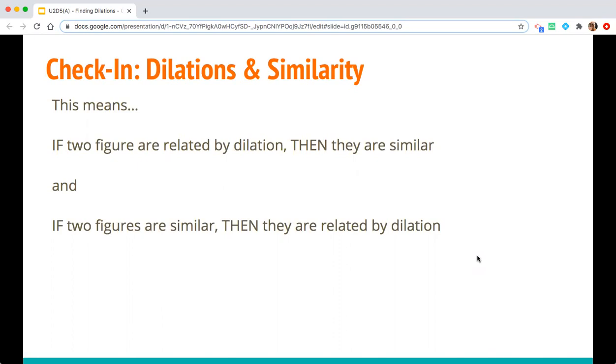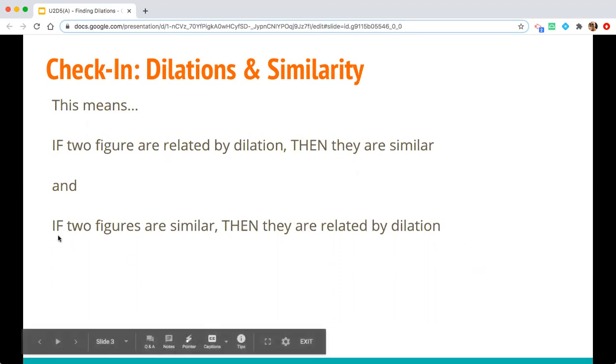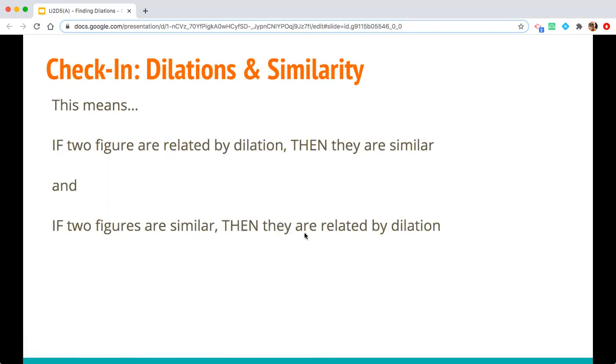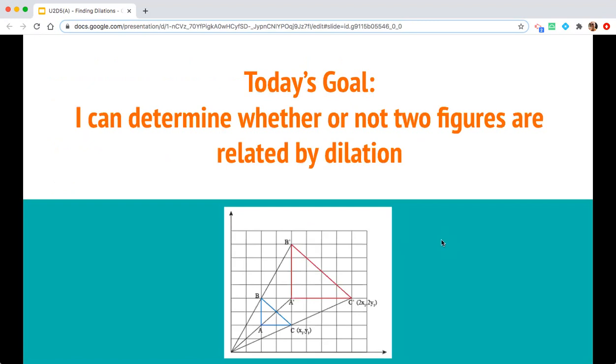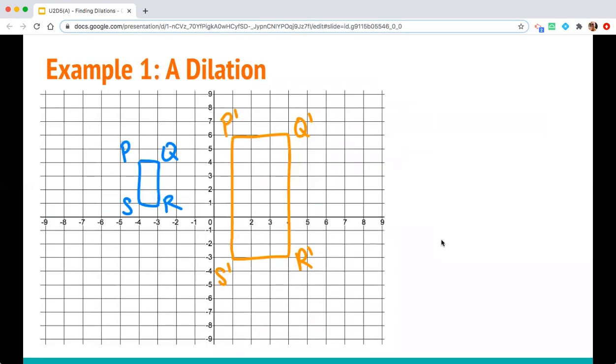So if we can prove that two figures are similar, even if we can't find the center of dilation or we're having trouble with the scale factor, we know that they're related by dilation. So we're going to really focus on this second piece today, being able to figure out whether or not two figures are similar to know for sure that they are related by dilation. That's how we're going to get to our goal of determining whether or not two figures are related by dilation. Let's look at two examples of how to do this.